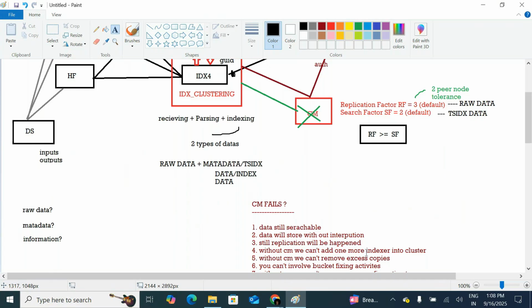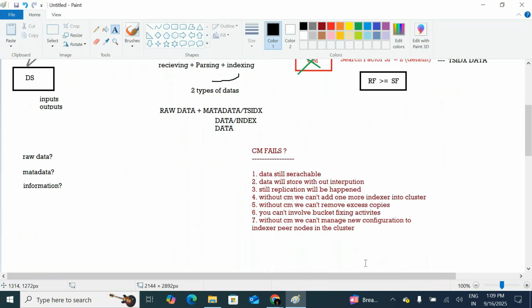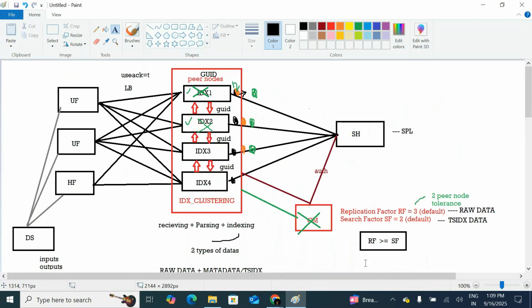But without CM, it's not possible. That only I am telling. Without CM, we can't add one more indexer into the cluster. Without CM, we can't remove excess copies. I already told you, excess buckets will be created. That will be done with a CM. There is a simple remove excess copies option. You just click on it. Even bucket fixing activity is the same. And also, CM already initiated some configuration so that it is receiving and storing.